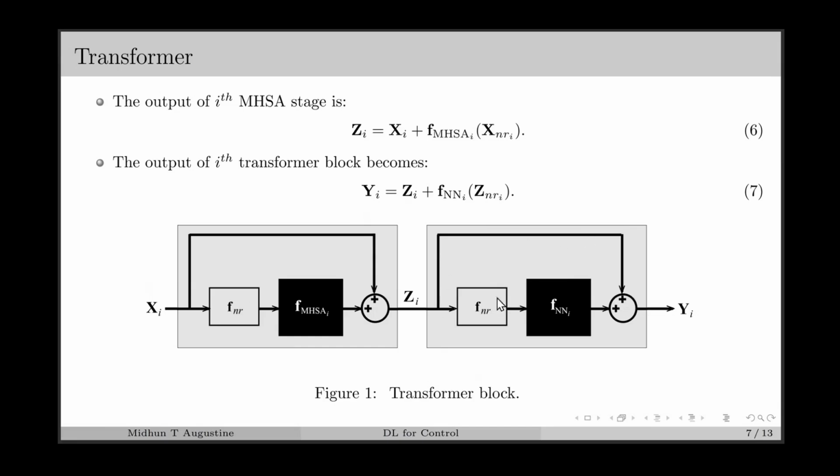And that feed-forward part takes the output of the MHSA stage, which is denoted by z_i, apply a normalization, then apply a feed-forward network, and takes the residual connection. This y will be z_i plus F_NN,i of z_NR,i, and this will be the output of the ith transformer block. Now if we apply this along B such blocks, we get a transformer.